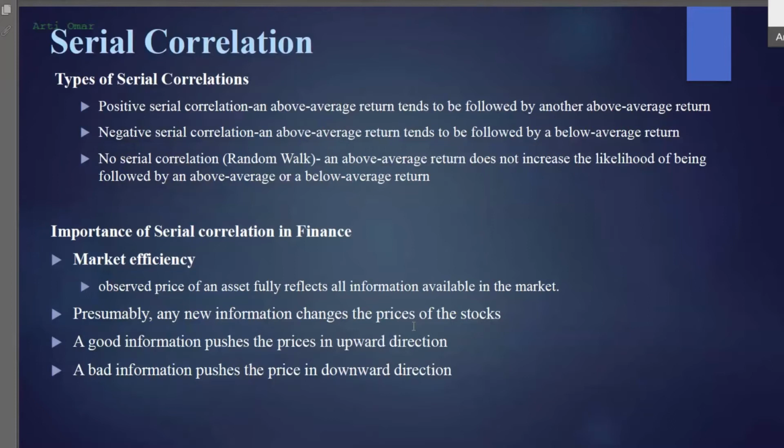Now, what is the importance of serial correlation in finance? That importance arises from the market efficiency theory. I hope you have heard about the market efficiency theory, which says that the current prices, or let's say the observed prices of an asset, fully reflect all the information available in the market. Of course, there are three categories: weak form, semi-strong form, and the strong form. I'm not going into that, but because of this context, I'm bringing it into the picture. So market efficiency says that the observed prices of an asset fully reflect all the information available in the market.